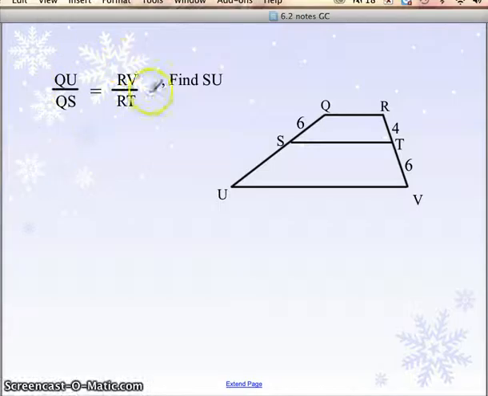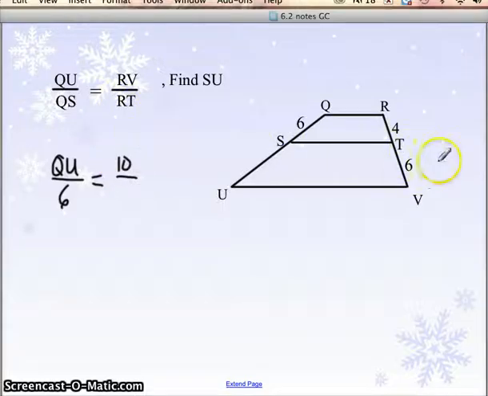Okay, so this problem, they're giving you the ratio, so all we have to do is look at the picture and fill in these pieces. So QU, I don't know how long that is because I don't know how long SU is. So if I don't know how long it is, I'm just going to leave it as QU. QS is 6. RV, the whole thing, would be 4 plus 6. So RV is 10. RT is 4.